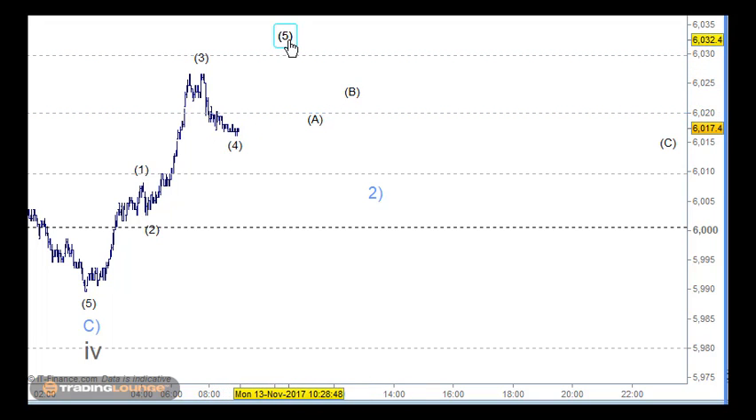So we're looking for, I can't draw on this side of the price, but we're looking for wave 5 to the upside, and then an A and a B and a C wave to come into play here. From that top here back down to 6,010, that would be roughly the 61.8% mark, but you can work that out when you get the high here.